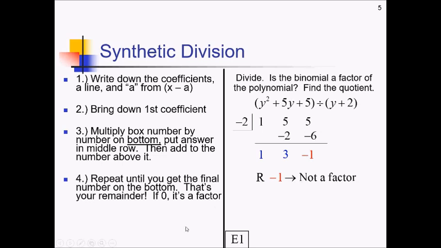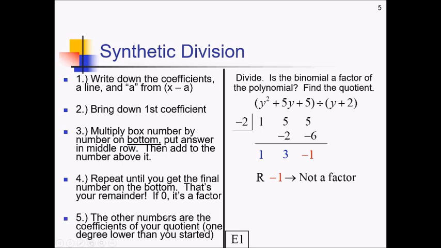And to write the quotient, all the other numbers on that bottom row are the coefficients of your quotient, which is going to be 1 degree lower than the polynomial you started with. So this negative 1 in red, that was your remainder. This 1 and 3 that I color-coded in blue, those are the coefficients of your quotient. So our quotient then is going to be 1y plus 3. Now, how do I know this is 1y and not 1y squared? Well, I divided a y squared by something with a y in it. So that's going to give me something that starts with a y as the highest power.